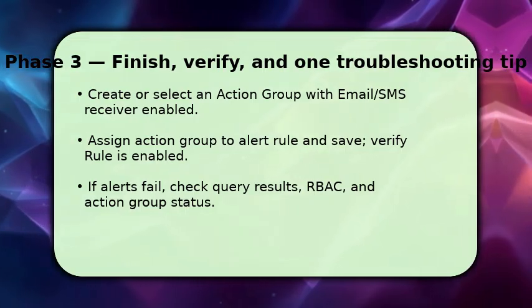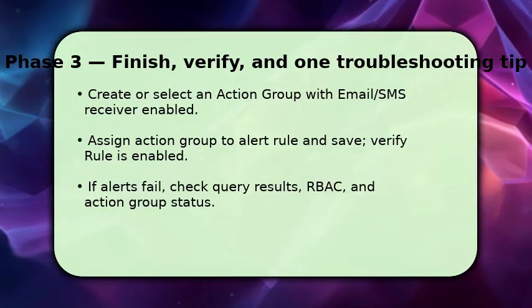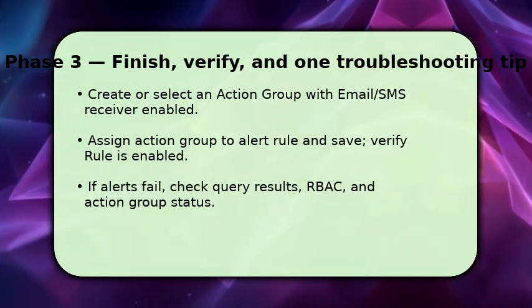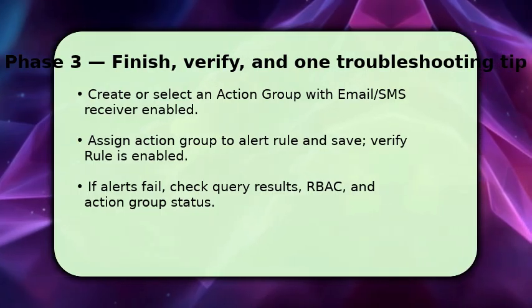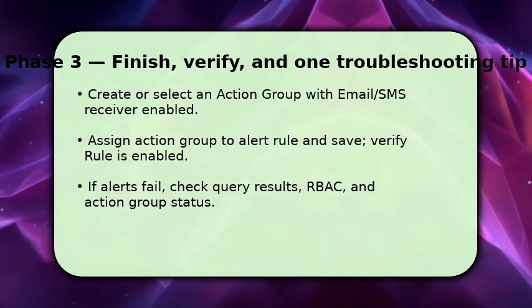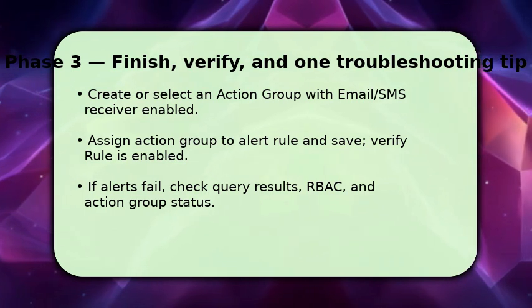Attach that action group to the alert rule, save, and ensure the rule is enabled. Validate by using a test query or temporarily lowering thresholds to trigger an alert. If you do not receive email, check that the action group is active, the recipient address is correct, your role allows action invocation, and that the query returns results.